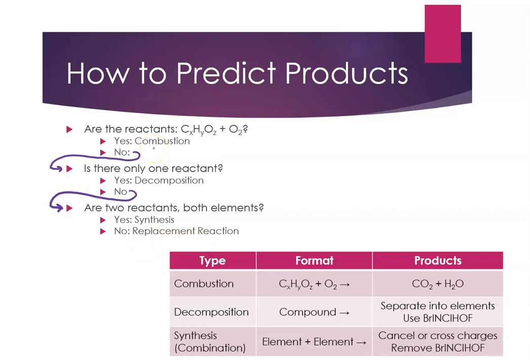So once I identify if it's combustion, decomposition, or synthesis, I can then look at this chart here to figure out what my products are. Combustion is the easiest because the products are always the same. It's always CO2 and H2O.